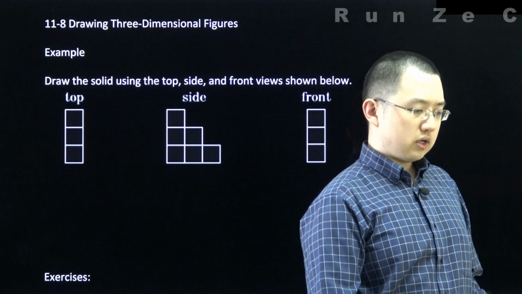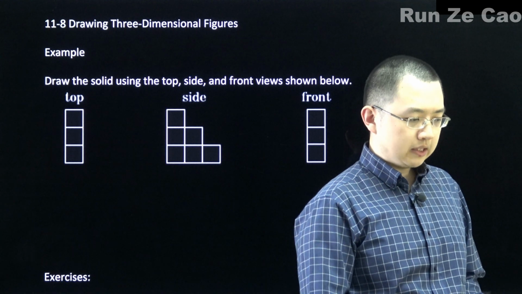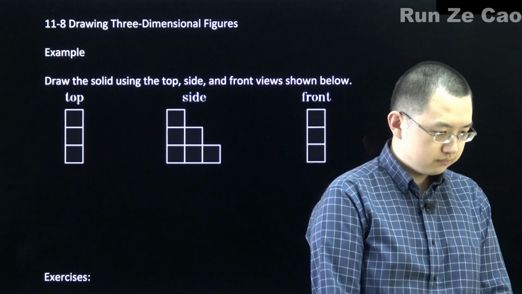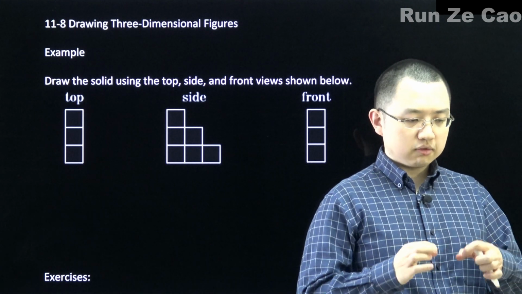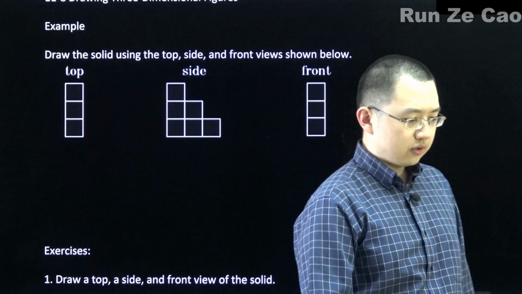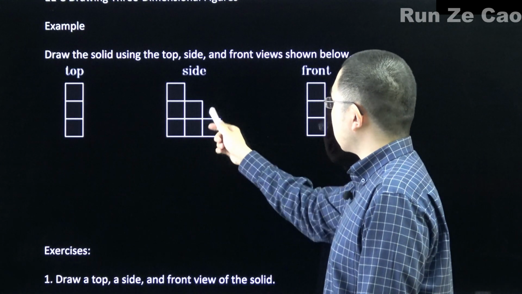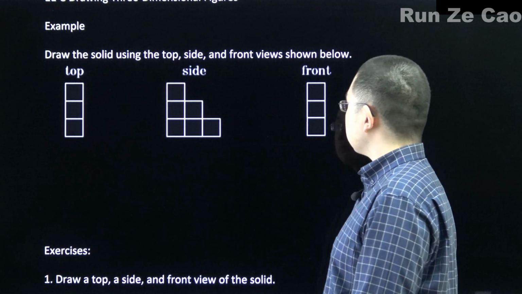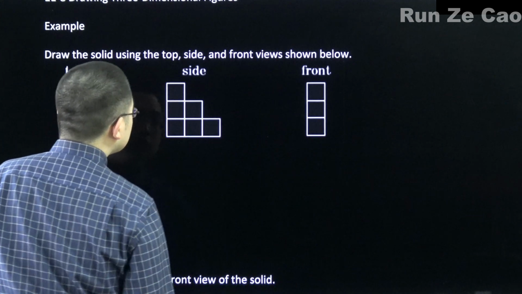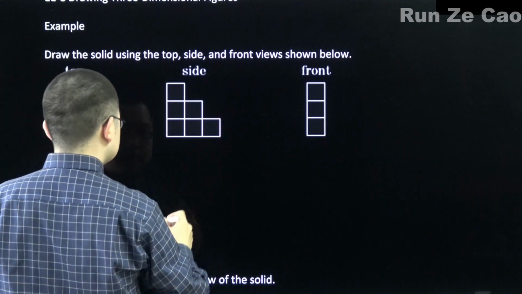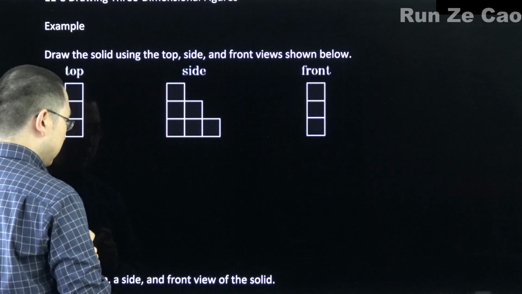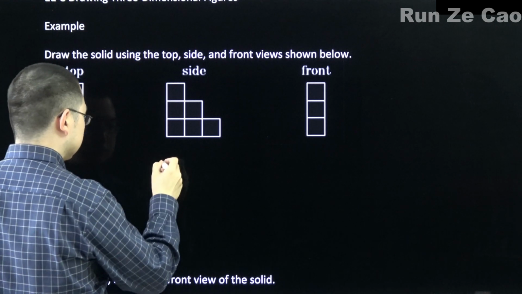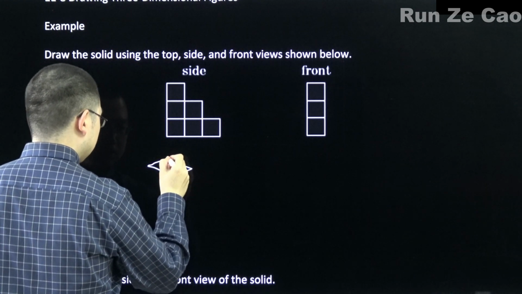Now let's say we've got to draw three-dimensional figures. Okay, so we've got to draw a solid using the top, side, and front views shown below. From the top, it just looks like 3 blocks. From the side, it looks like this shape, and from the front, it looks like, well, 3 blocks. Okay, then. That suggests that if we use isometric paper, as is usual, we're going to end up with a shape that looks something like this.